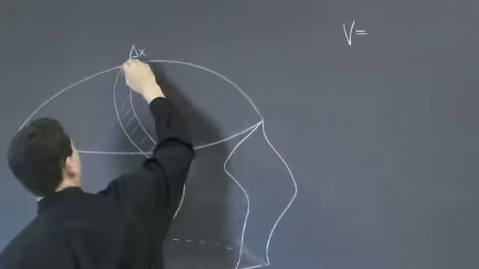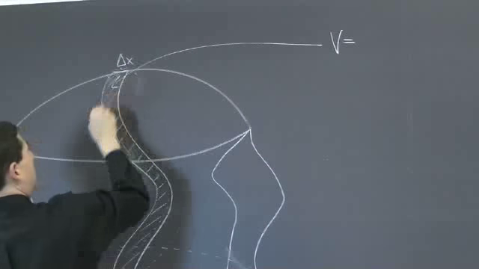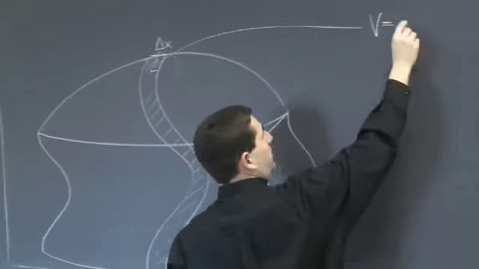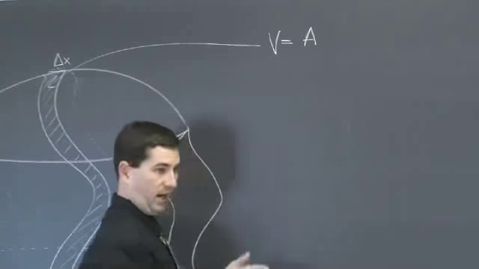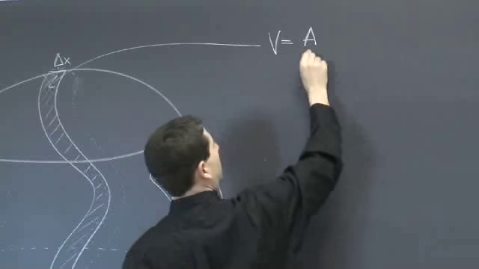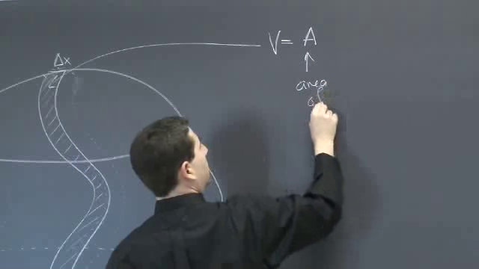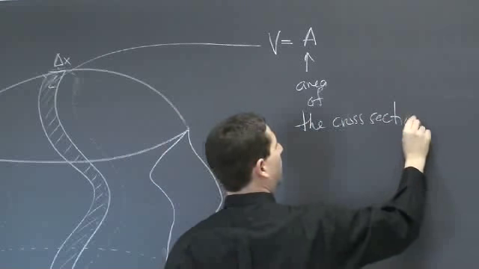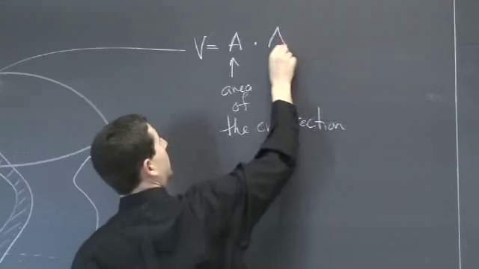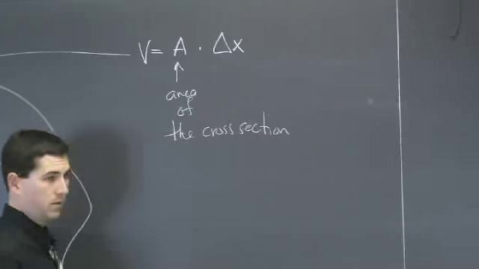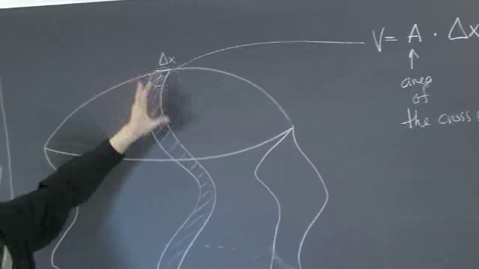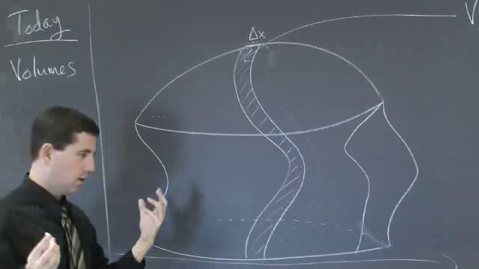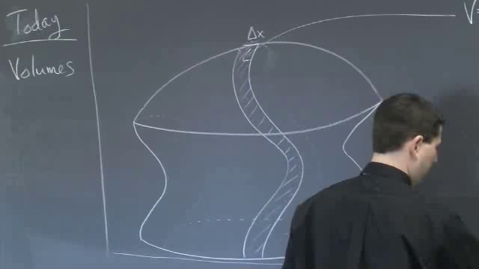And the volume of this thing, where I've taken one cross section and pushed it a little bit, is the area of that cross section times the width of that cross section, however long I did it. And if you think of a cylinder, you already know this formula.